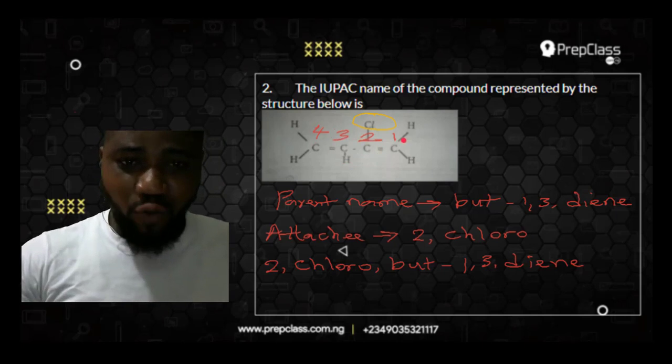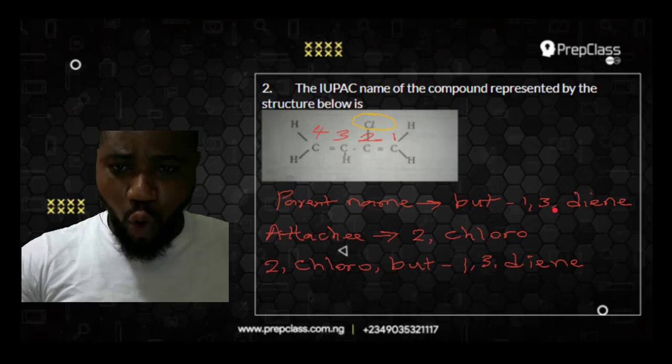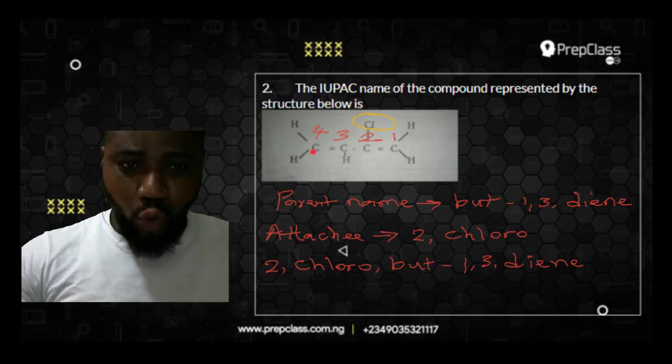So numbering from behind, I have 1, 2, 3, 4. So what will be the parent name? The parent name becomes but-1,3-diene. Because 1, 2, 3, 4 represents what? Butane, 4 carbon atoms. So the ene represents the double bond, the unsaturated form.